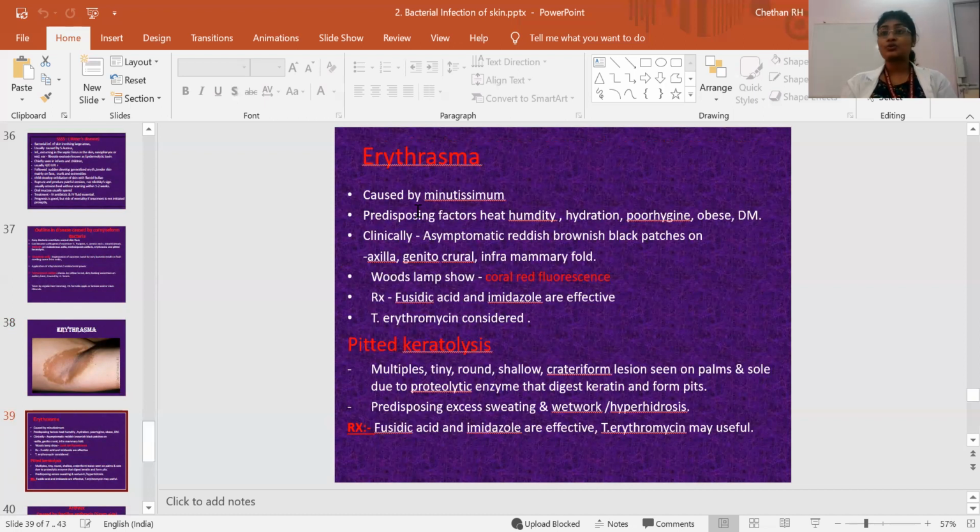The predisposing factors are excess sweating, people who handle more water or wet conditions, and those who have hyperhidrosis, that means excessive sweating. The treatment is again fusidic acid and imidazoles. Then tablet erythromycin may also be useful.